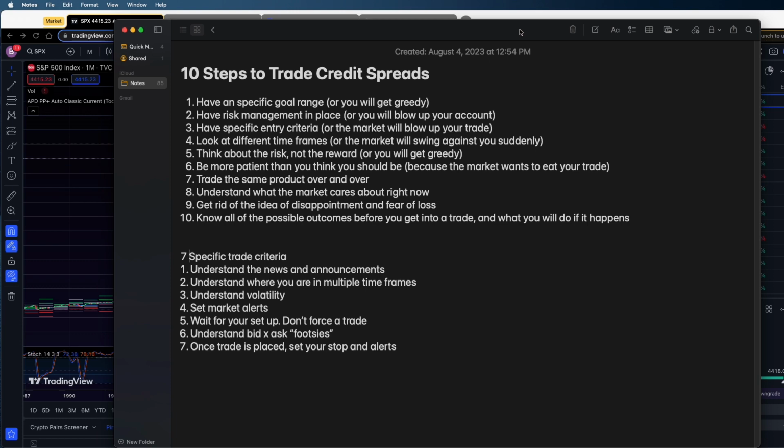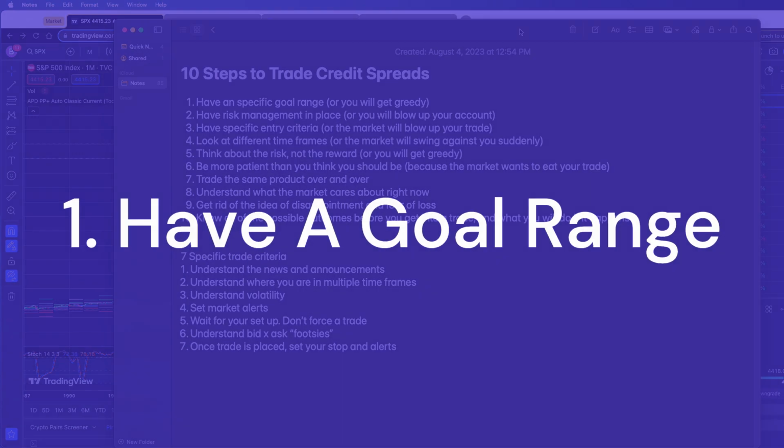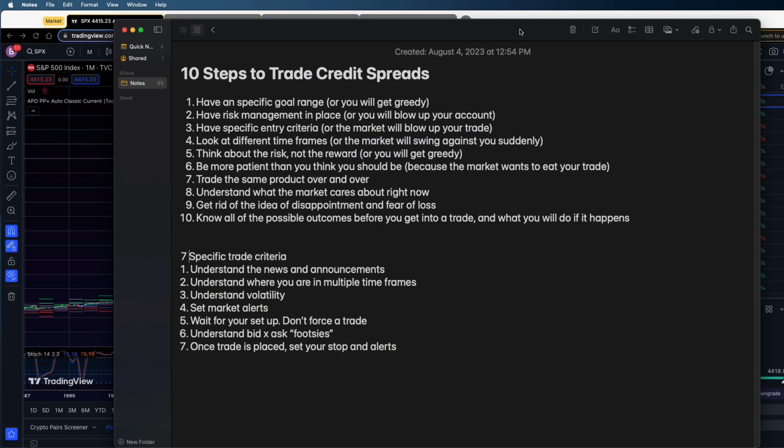So 10 steps to trade credit spreads. Number one, you're going to want to have a specific goal range in mind, or I feel like you're going to get greedy. And this is something that I'm recently kind of sharpening myself. I have a very, very specific goal in mind when I place a credit spread trade as far as a profit number or a credit number that I'm looking for. I'm looking for either 15 or 20 cents.